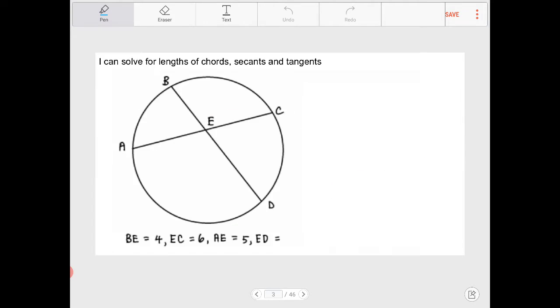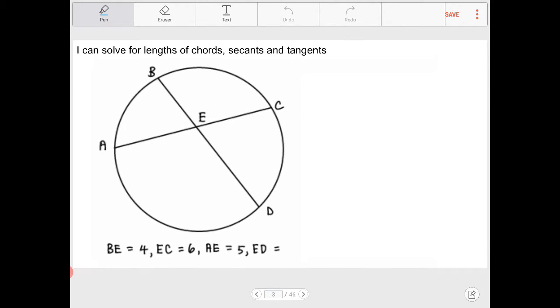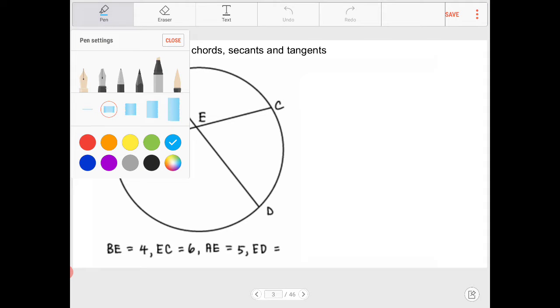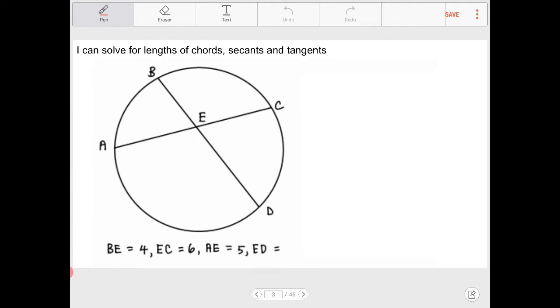Let's take a look at our first problem here. Pause the video to see if you can figure this out on your own, and then we'll regroup. The goal is to find the length of ED, being that we have two chords intersecting. Hopefully you guys had some time to think about this.